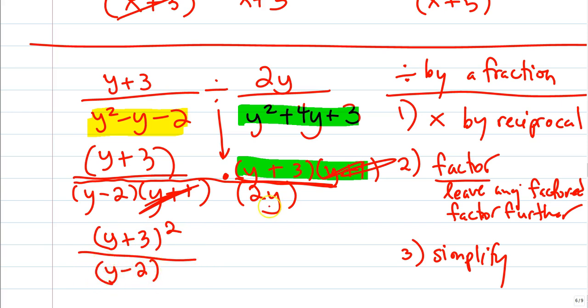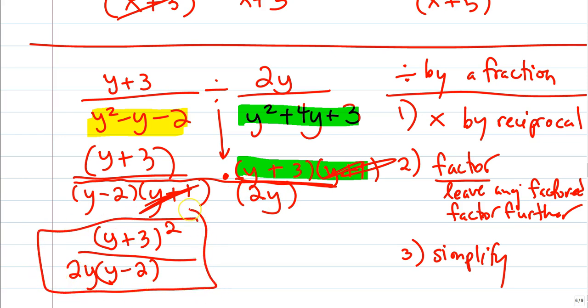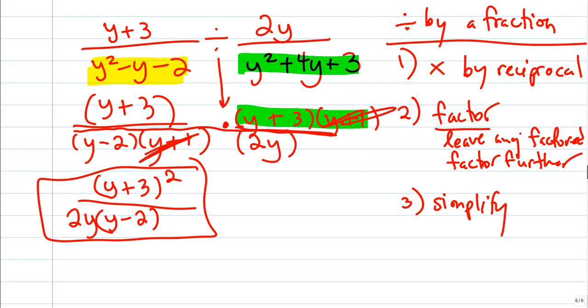I'm okay if you put the 2y at the end, but generally, once again, that 2y by itself, we normally stick in the front. It wouldn't hurt my feelings if you stuck it at the end, but that's how we would divide by that fraction.